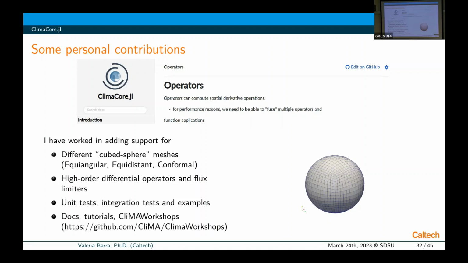We support different cubed spheres, so I work on mesh generation. We support equiangular, equidistant, and conformal. They all have different pros and cons according to the needs. So for the atmosphere, we use the equiangular. For the ocean model, they use the conformal. So you have to do some remapping or regridding when you treat quantities at the interface.